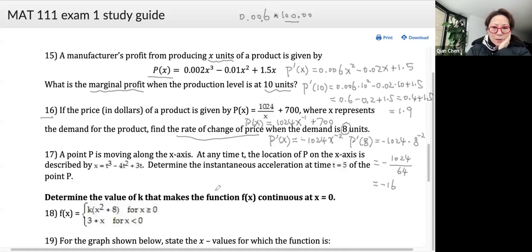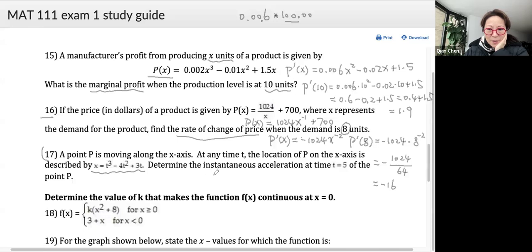Okay, now let's see 17. A point P is moving along the x-axis. At any time t, the location of P on the x-axis is described by this. So position function. Don't care about the variables. Even x is here, right? You can think that's just a function. That's just x in terms of t. Just a function, just a variable, just a placeholder, okay? Don't be bothered by the variables.